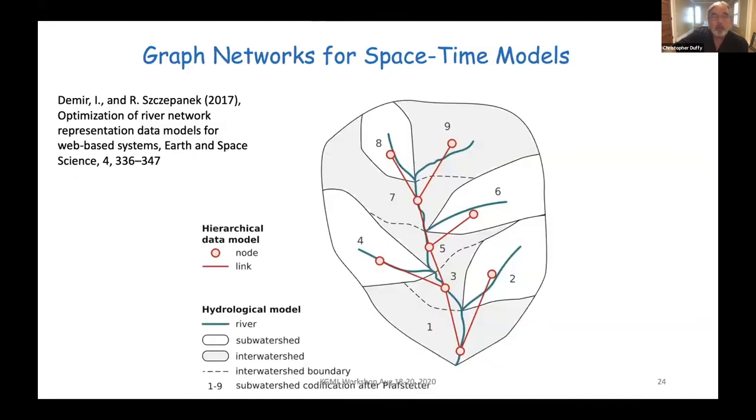Okay, so how do we go about that? Well, we've heard some ideas about this, but this is just some work of Ibrahim Demir at Iowa. Basically, this is a nice article that talks about the hierarchical data model as a graph network. And we think this is a very nice way to begin to think about scaling up the system. And we'll be doing something along those lines as well. As a matter of fact, there already are.